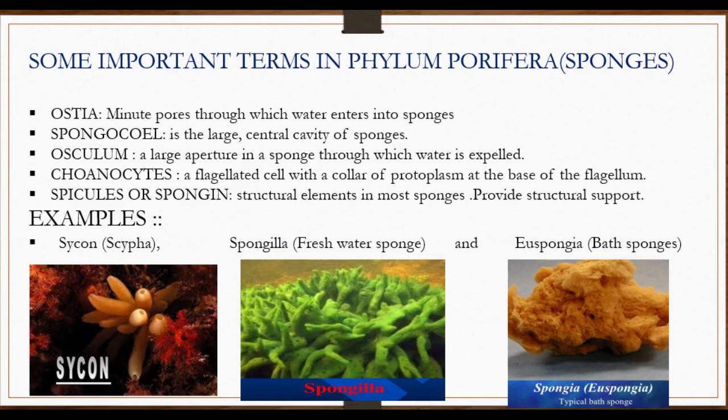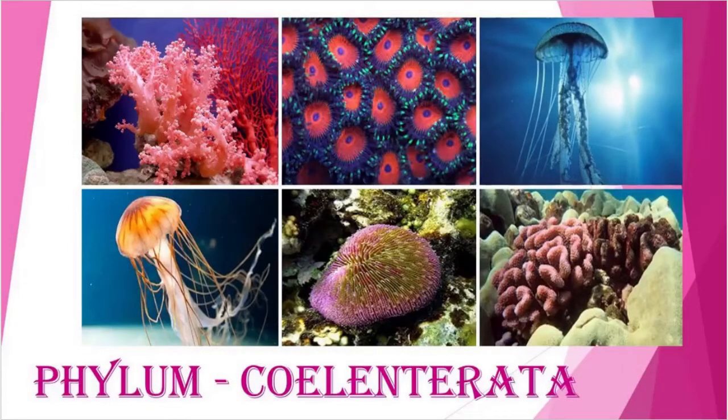Fifth one is spicules. They are the structural elements of most of the sponges and they provide structural support. That is, they are like our skeletal system. And below you can see the main examples of sponges. They are Sycon, Spongilla and Euspongia. They are economically important. Now the next phylum is phylum Coelenterata.